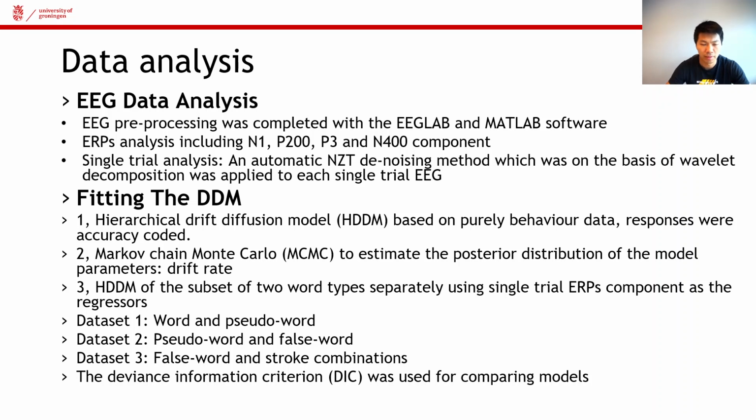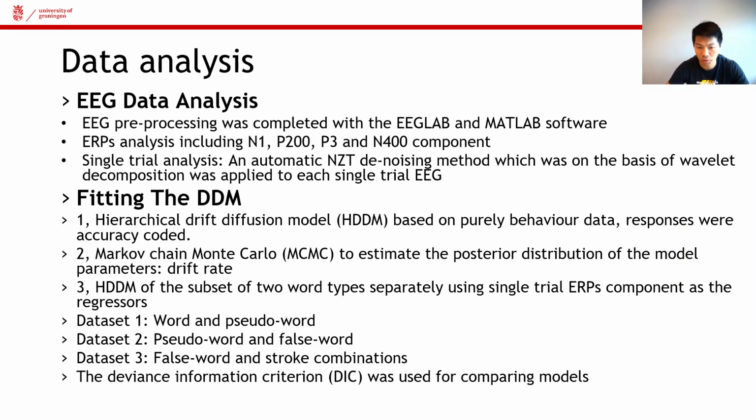And we fit the data to the DDM. So in the first model, the model was based on purely the behavior data, where the responses were accuracy coded, and the drift rates were extracted for each item using MCMC to estimate the posterior distribution of the model parameters.